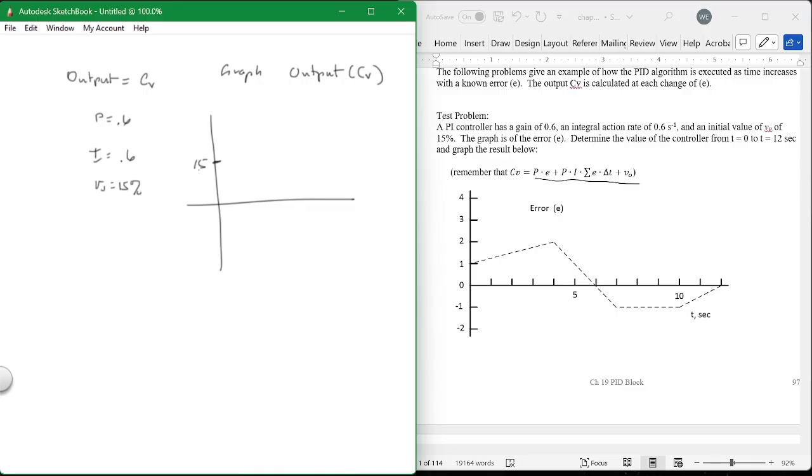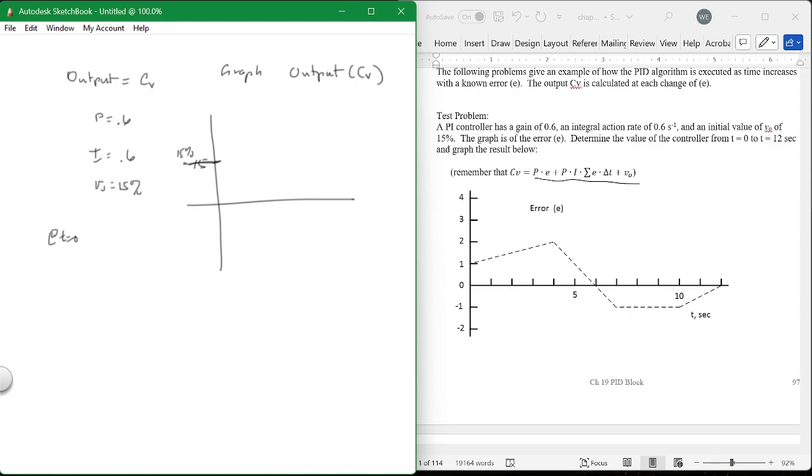It's V0. So before it got to this point, it was 15%, but we don't know what the error is now. We know coming in it was 15%, but we don't know what it is now. So this was prior to t equals 0, it was 15%, okay? We don't know what it is right now. So let's look at it and see what it was at t equals 0.